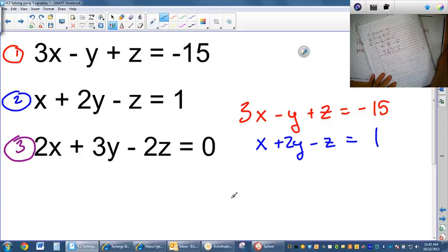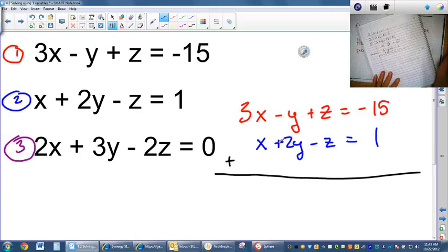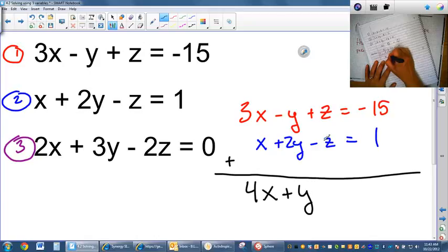All right, so this is an elimination problem. I'm not trying to solve yet for any variables. I'm just trying to get rid of a variable. So when I add these two together, I get 3x plus 1x is 4x. Negative 1y plus 2y is 1y. Positive z plus negative z is 0. And negative 15 plus 1 is negative 14.